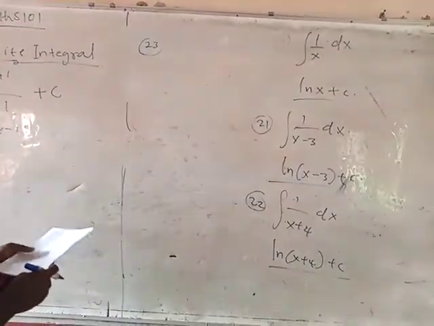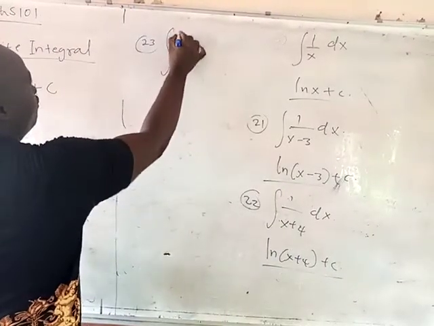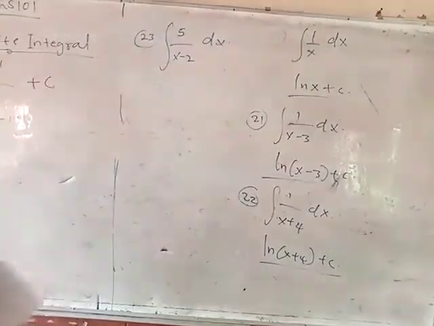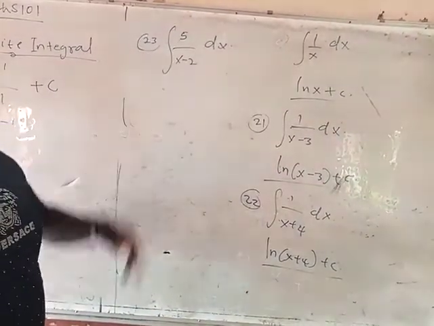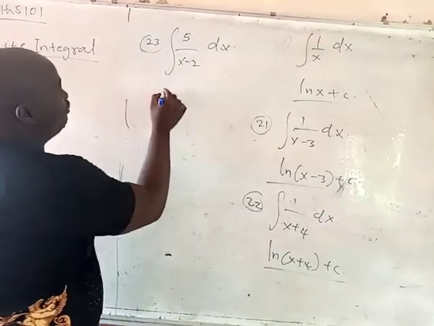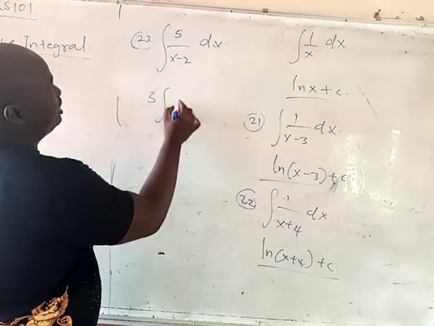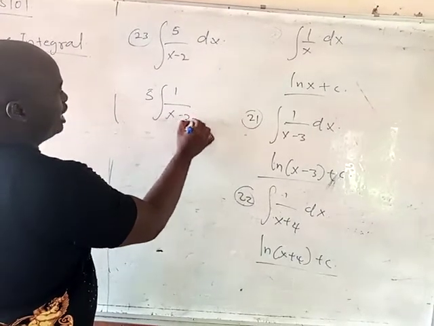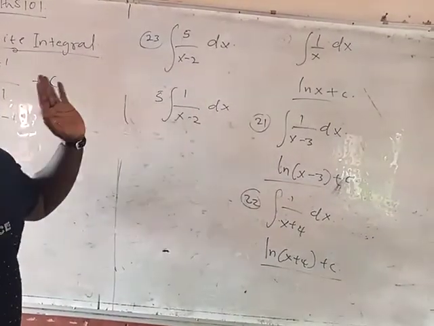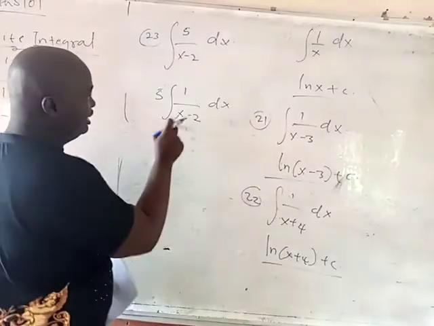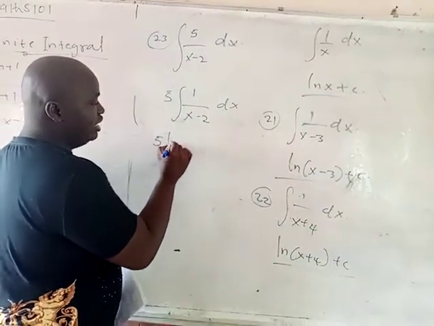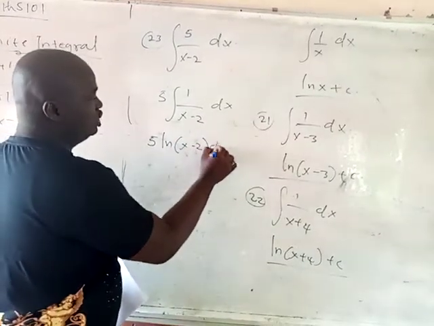Example number 23. What if I have the integral of 5 all over s minus 2 dx? You say, master, there is no 1 here. Of course, there is 1. Why? I can remove this 5 outside. So if I remove this 5, I have 5 times the integral of 1 all over x minus 2 dx. Please be wise in this, because they are still the same thing. So this will now give me my 5 that is already outside, times ln of x minus 2.